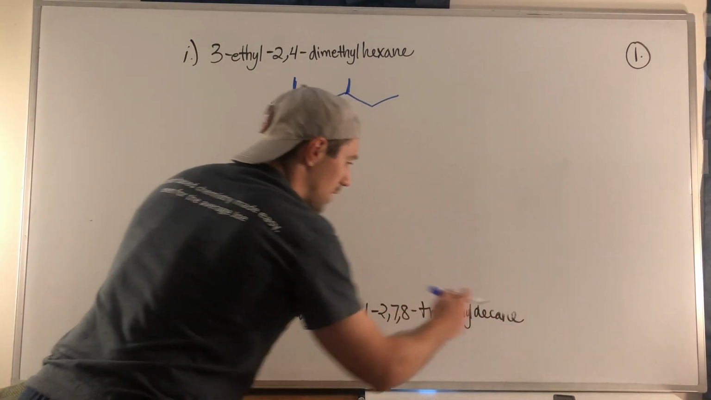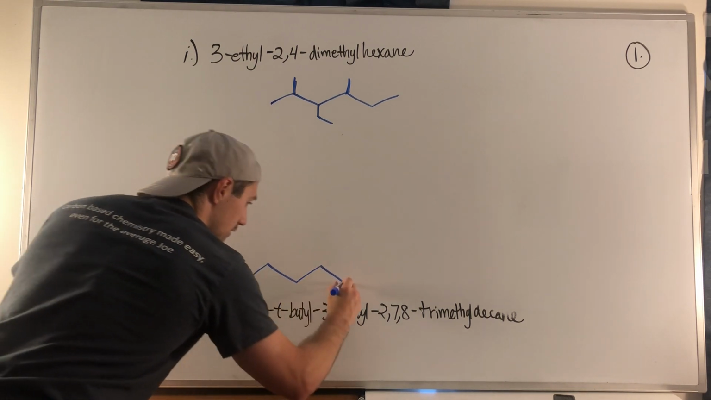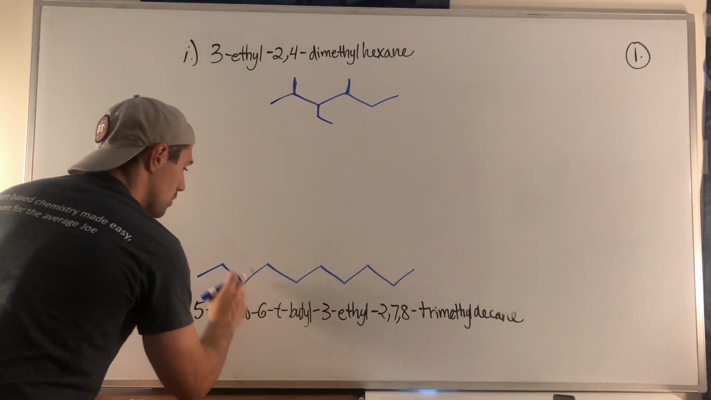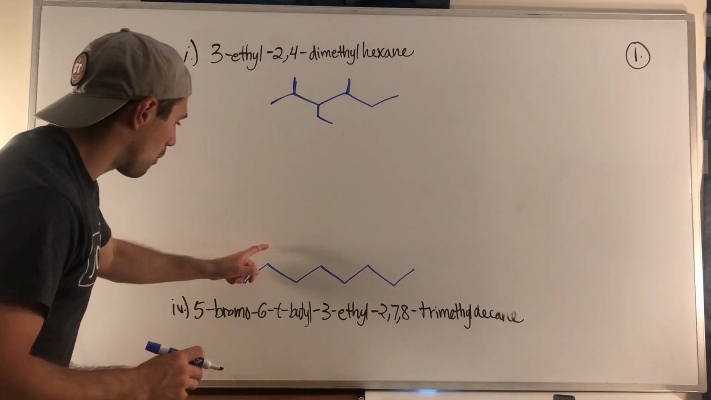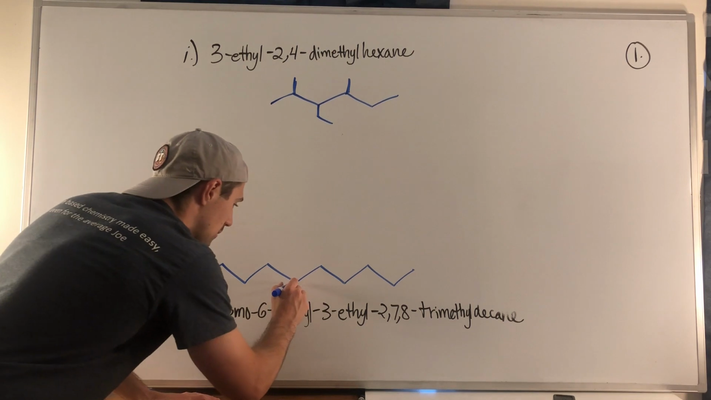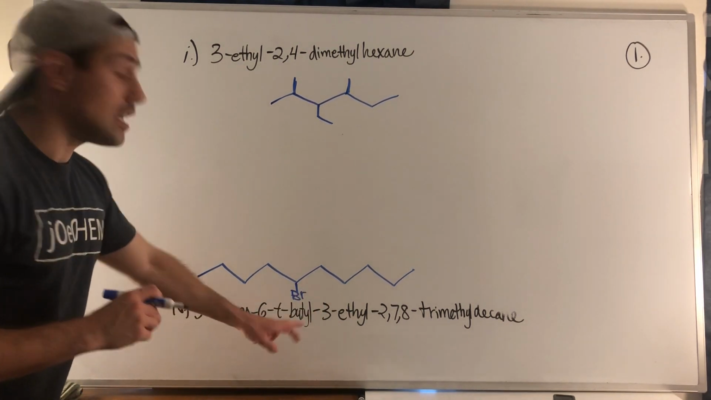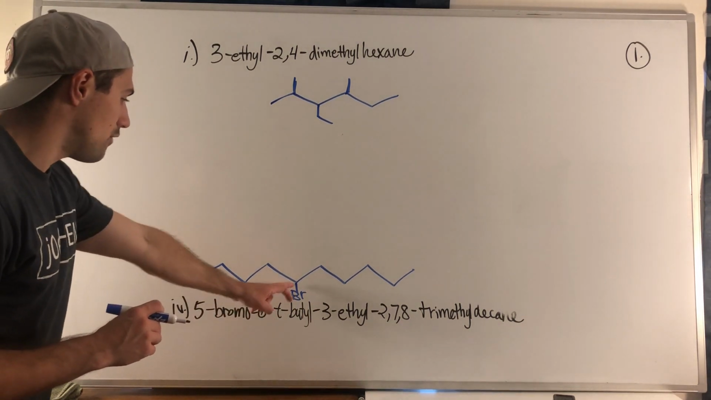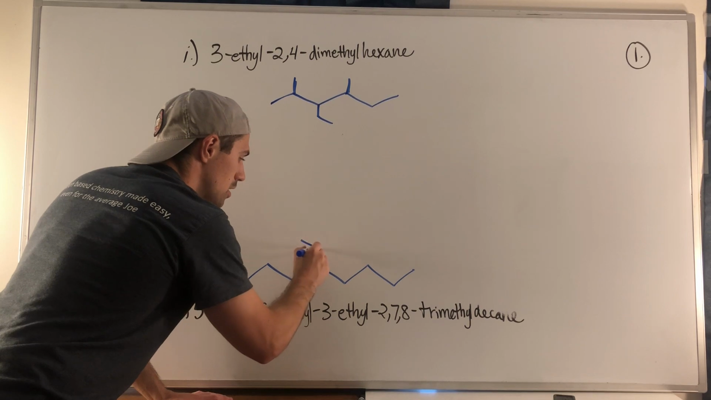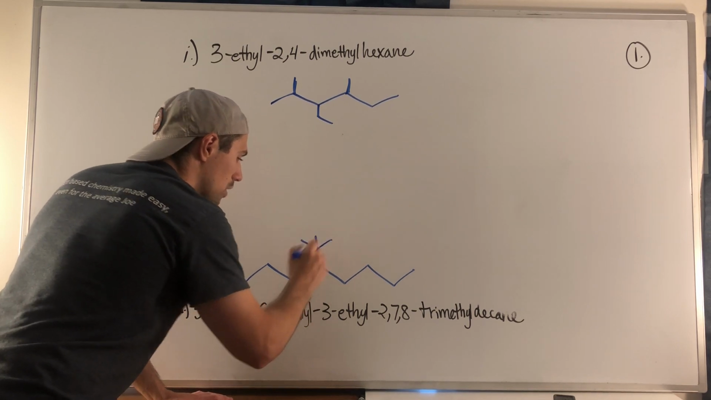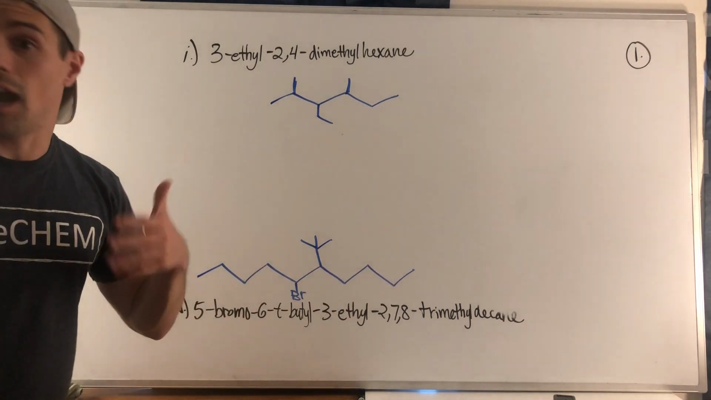we have decane, right? So that's 10. 1, 2, 3, 4, 5, 6, 7, 8, 9, 10. And on 5, 1, 2, 3, 4, 5, we have a bromo, and of course I didn't give myself enough room. There's the bromine. 6, t-butyl. So remember, here's 5, up here's 6. We need 4 carbons off of this. So 1, 2, 3, 4. That's t-butyl because we're attached to what is the tertiary carbon in isobutane.